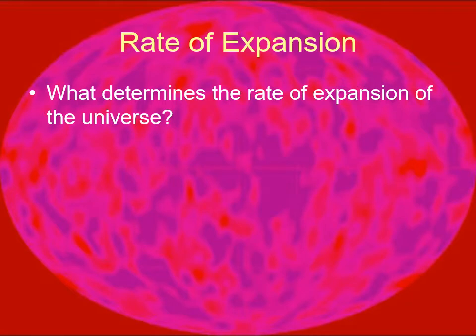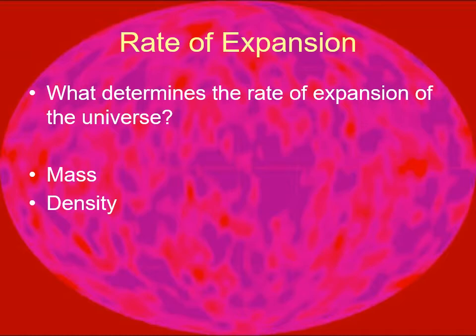So what determines the rate of expansion? Well, the rate of expansion is going to be determined by what's in the universe. So gravity, we would expect, would slow the rate of expansion of the universe. And what makes gravity? Mass makes gravity. But it makes a big difference how the mass is distributed. So we also have to be cognizant of the density of the universe. How concentrated is the mass?